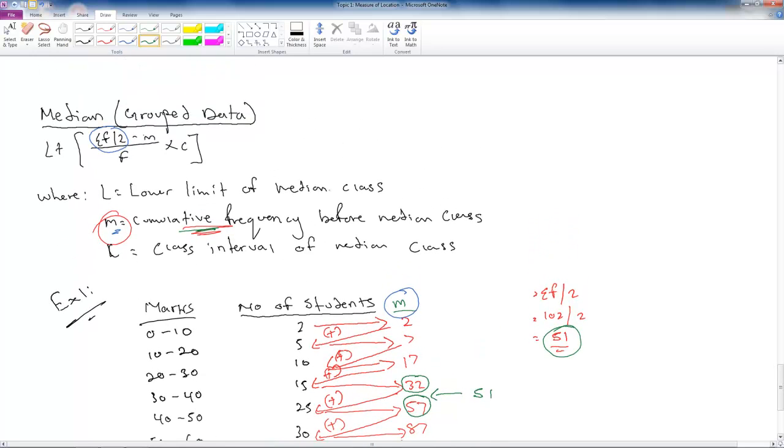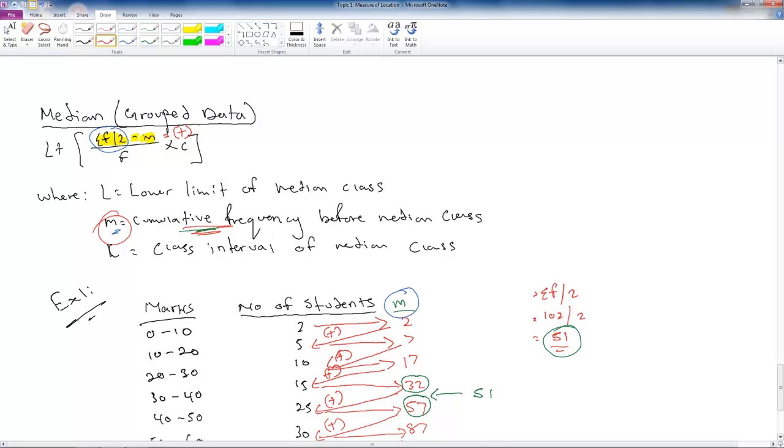Now, before we move on to the fourth step, there is a golden rule over here. We know that this is 51, which is the total divided by 2. When you minus the M, the golden rule is you must get a positive answer. You cannot get a negative answer. That is the golden rule.